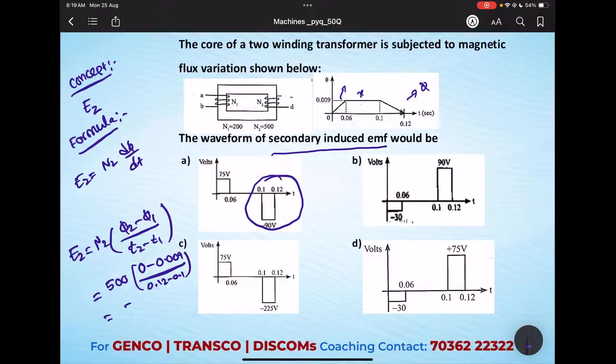How much will it come? 500 into minus 0.009 divided by 0.02. After calculation, how much will it come? It's near about minus 2 to 5 volt. The induced EMF E2 is equal to minus 2 to 5 for the duration 0.1 less than T less than 0.12.